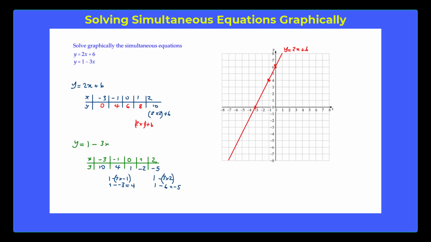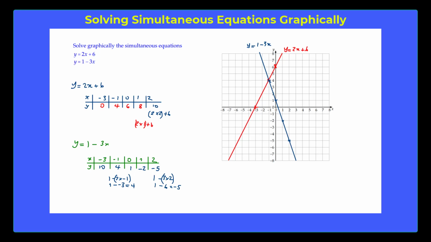Now you can see here that -3, 10, again, doesn't fit on our axes, so I'm going to ignore it. -1, 4, though, works. 0, 1. 1, -2. And 2, -5. And as before, I'm going to join these up with a straight line using my ruler, fill in the whole set of axes if I can, and label the graph. So this is y equals 1 minus 3x.